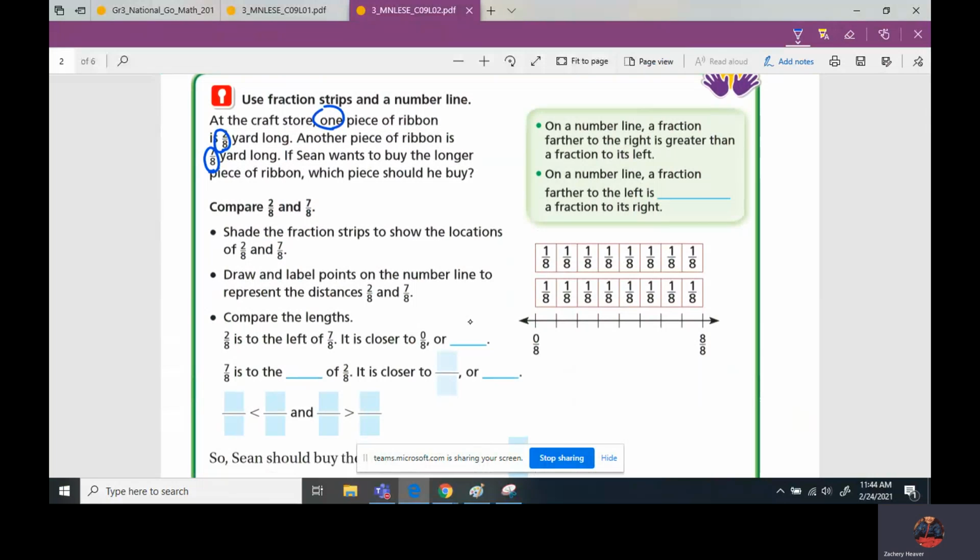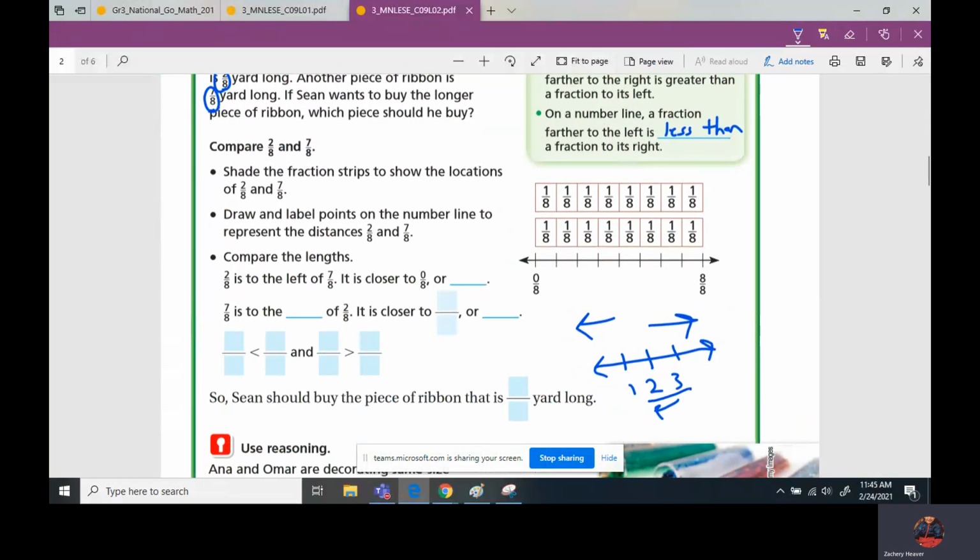We know that on a number line, a fraction to the right is greater than a fraction to the left. On a number line, a fraction farther to the left is less than. So if the number is this way, it's less. This way, it's more, just like a regular number line. We have 1, 2, and 3. If we go left, we're going less. And if we go right, we're going more. Same thing. It's the same exact thing.